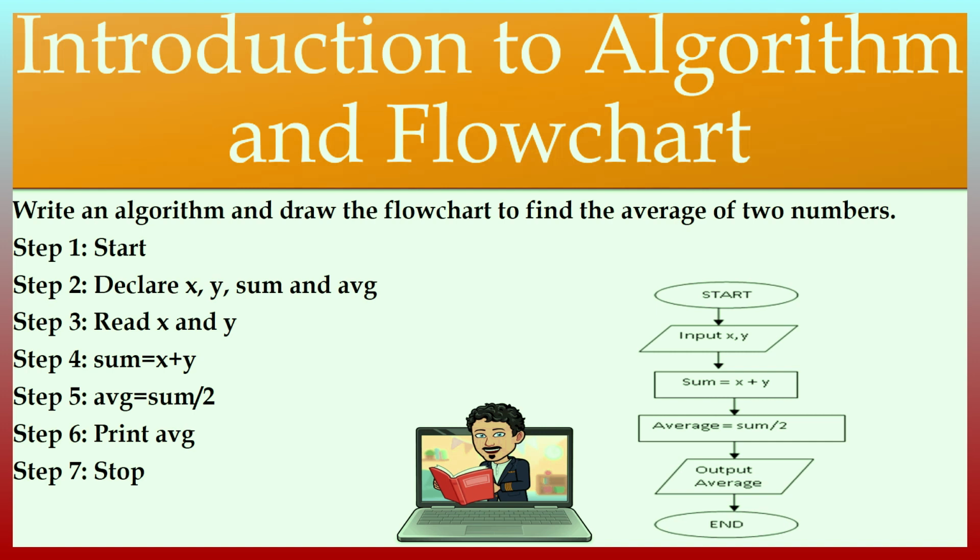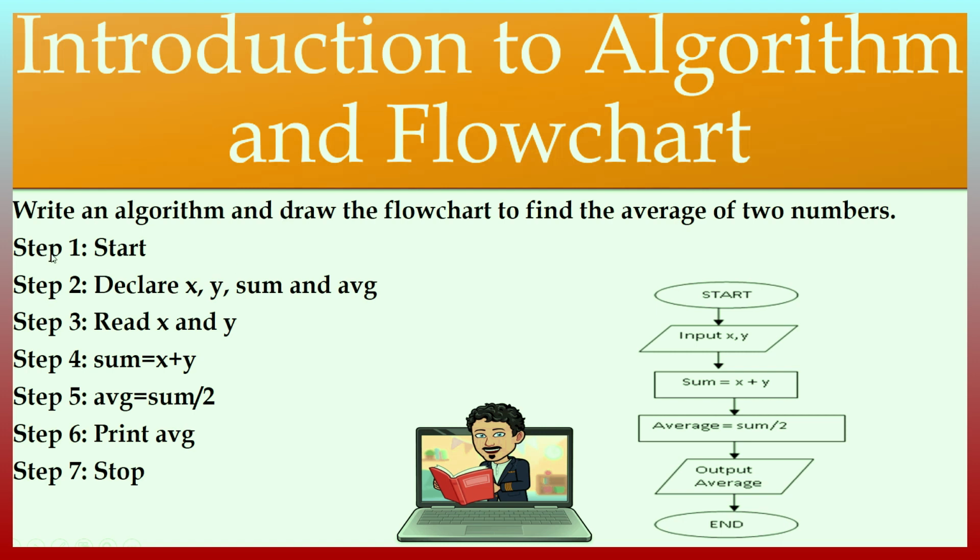What is an average? If it is the average of two numbers, you add two numbers. If it is the average of three numbers, you add three numbers and divide by three. If it is the average of four numbers, you add all four numbers and divide by four. Now we'll start writing the algorithm.